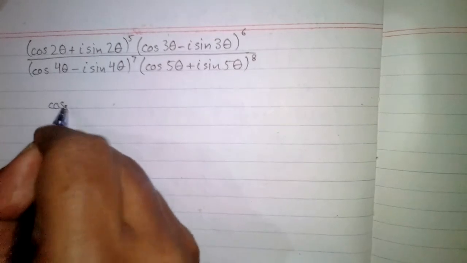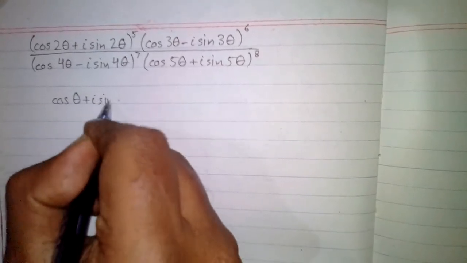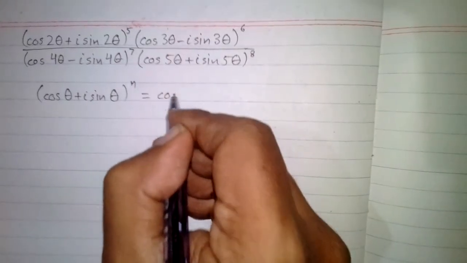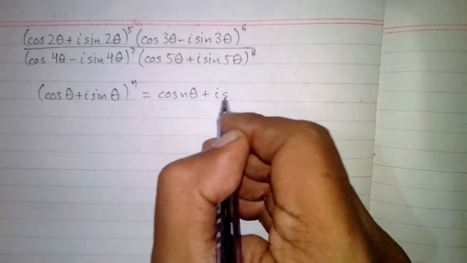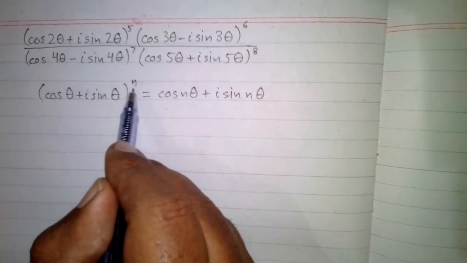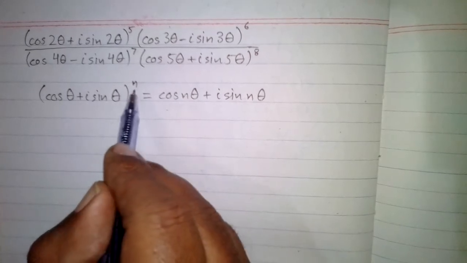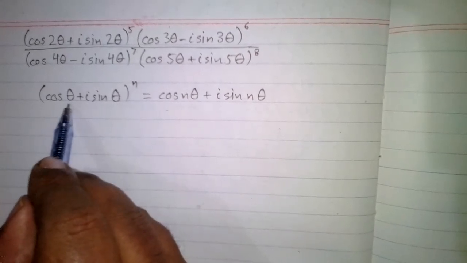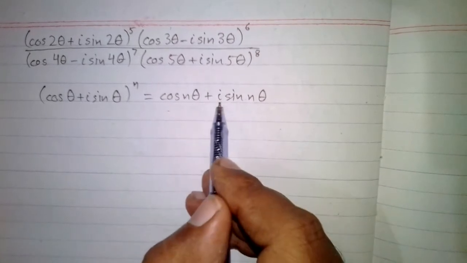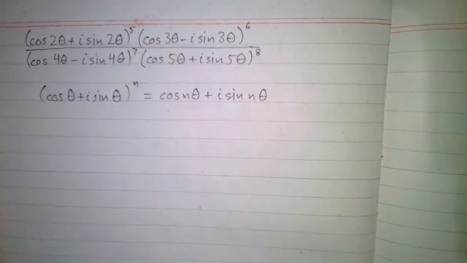So we will use De Moivre's theorem, which is (cos θ + i sin θ) raised to the power n is equal to cos nθ + i sin nθ. So in De Moivre's theorem, we can see that if we have a power n of cos θ + i sin θ, then this power will become the coefficient of this angle, or we can say that we will multiply this power n by θ. So we have cos nθ and plus i sin nθ.